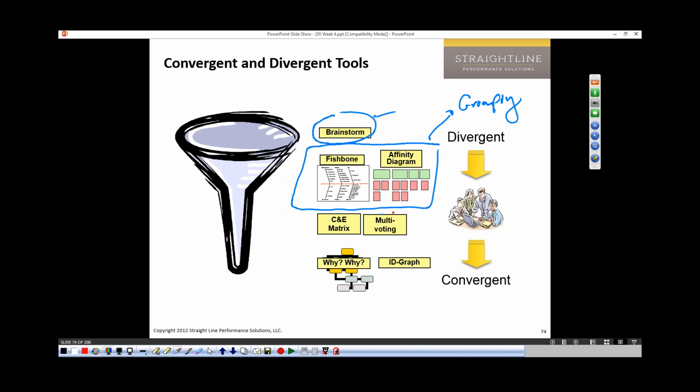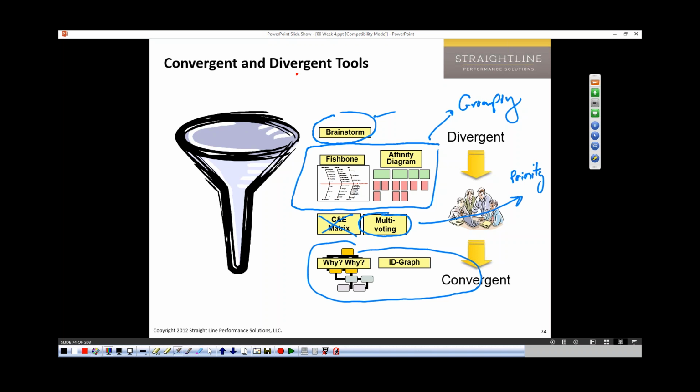And then we will talk about the CNE matrix some other time, not this time. We'll talk about multivoting, and this is a prioritization tool, and you'll see exactly how it works. And hopefully we'll be able to do it live with you. And we'll talk about these specifically. These are tools that can help you go deeper as well.